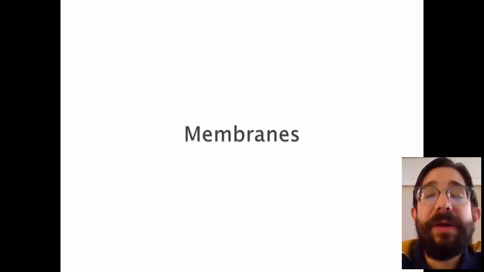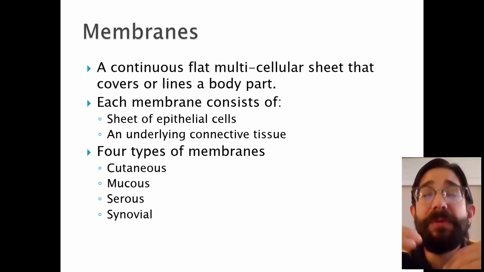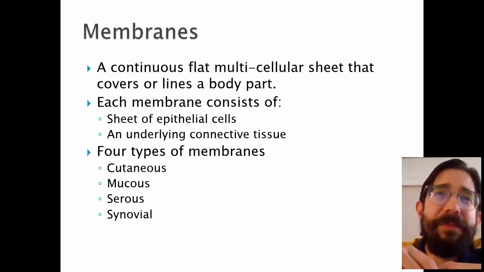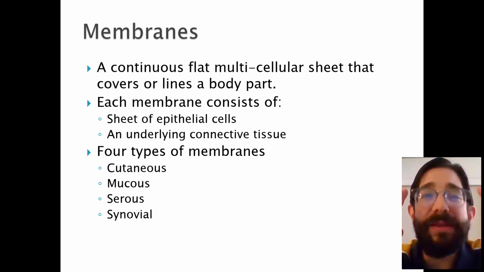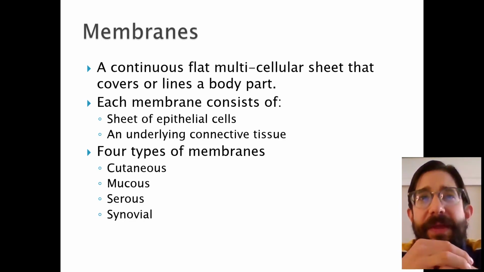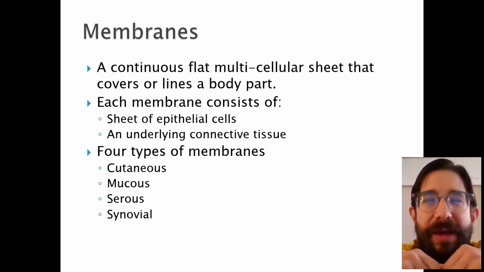Okay, so we'll talk about a few more things to finish out our big chunk of tissue information, starting with membranes. Membranes are continuous, flat, multicellular sheets. And they will cover body parts and line body parts. So in specific parts of your body, you have these membranes that are made of both epithelial tissue and connective tissue.